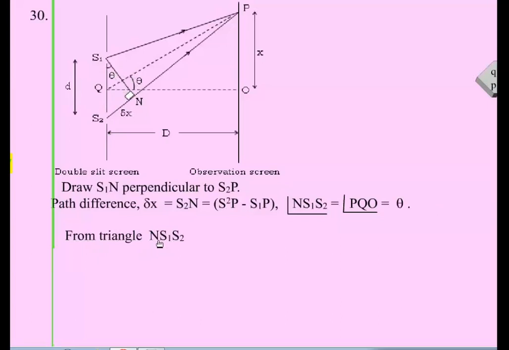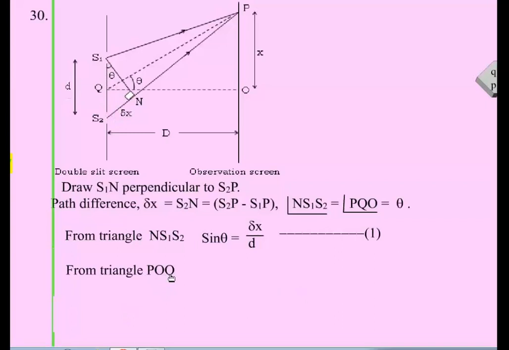Now from the triangle NS1S2, this is a right angled triangle. Here sin theta is equal to delta x by d, because sin theta is equal to opposite divided by hypotenuse. Opposite is delta x, hypotenuse is d, small d. Take it as equation 1.